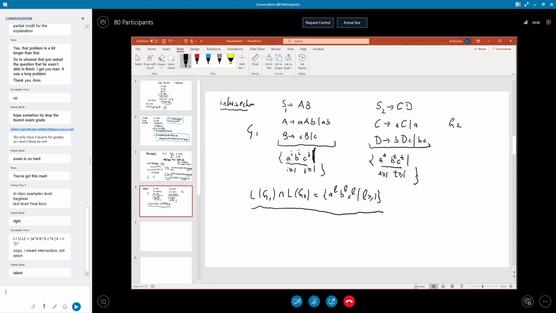Okay? Now, if a word is in both this language and that language, then it has to have a number of A's that is equal to the number of B's, because it is in the first language, and it also has to have a number of B's that is equal to the number of C's, because it is in the second language, which means that the number of A's is equal to the number of B's, and that is equal to the number of C's, which is a to the l, b to the l, c to the l, for l greater or equal to 1.